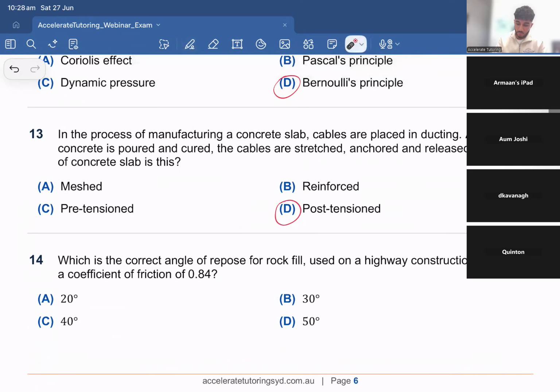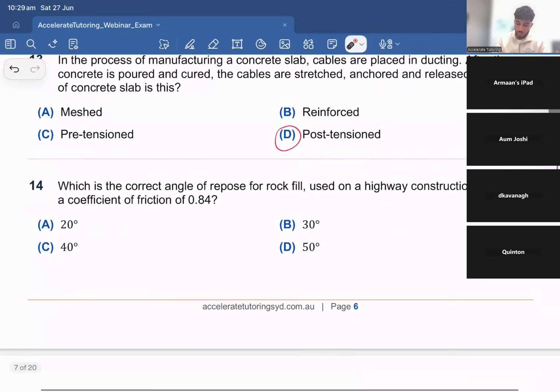The way we can tell it is post is that it says after curing has occurred, that's when the tensile stretching has been done. So excellent, post-tension.